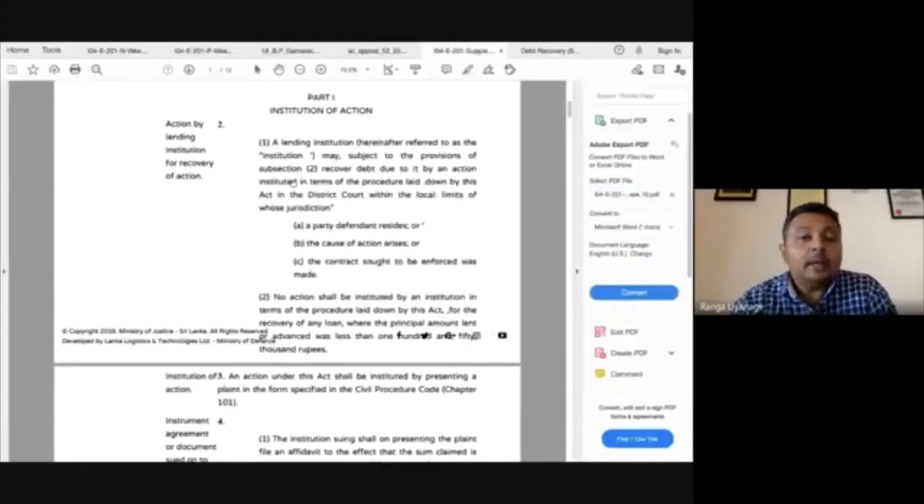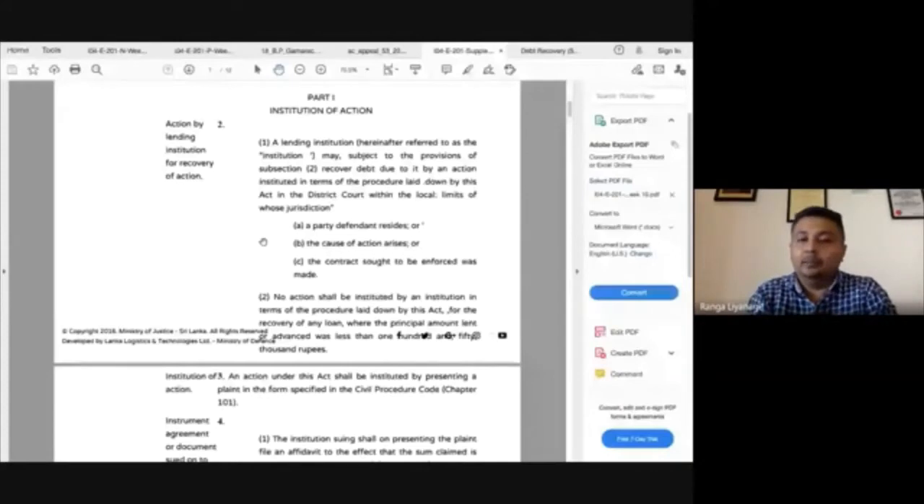Subject to the provisions of subsection 2, it may recover debt due to that particular institution by an action instituted in terms of this Act in the district court within whose local limits of jurisdiction the defendant, the borrower, resides, or where the cause of action arises, that is, where they entered into the agreement, or where the defendant defaulted in payments, or thirdly, where the contract was sought to be entered into.